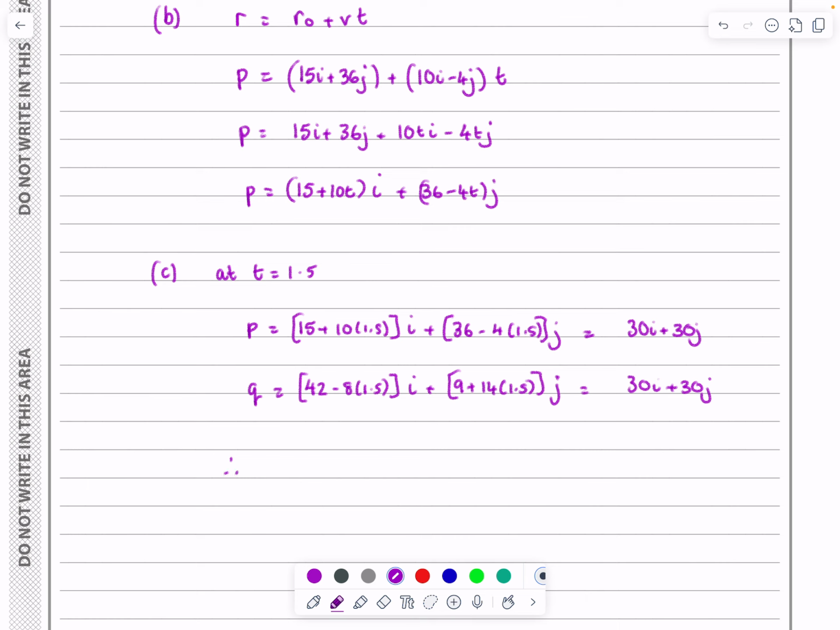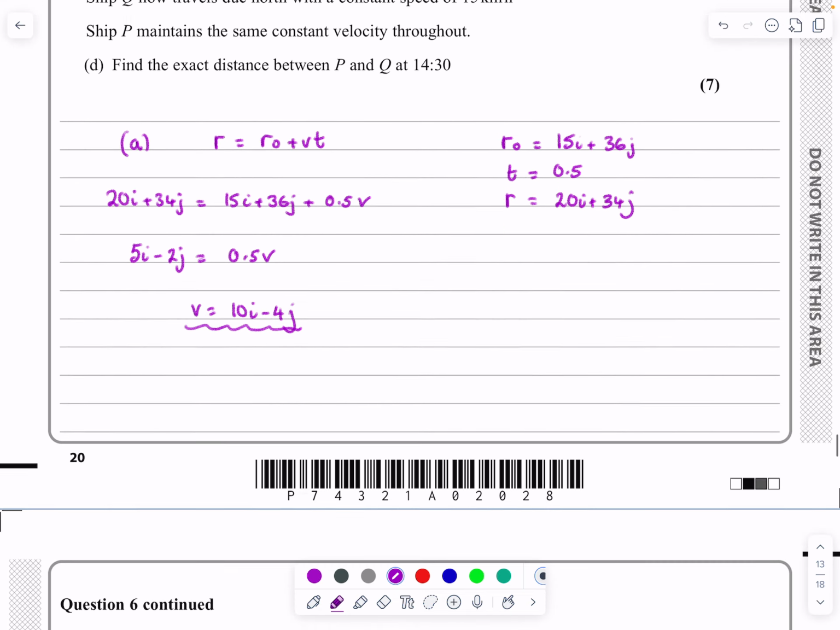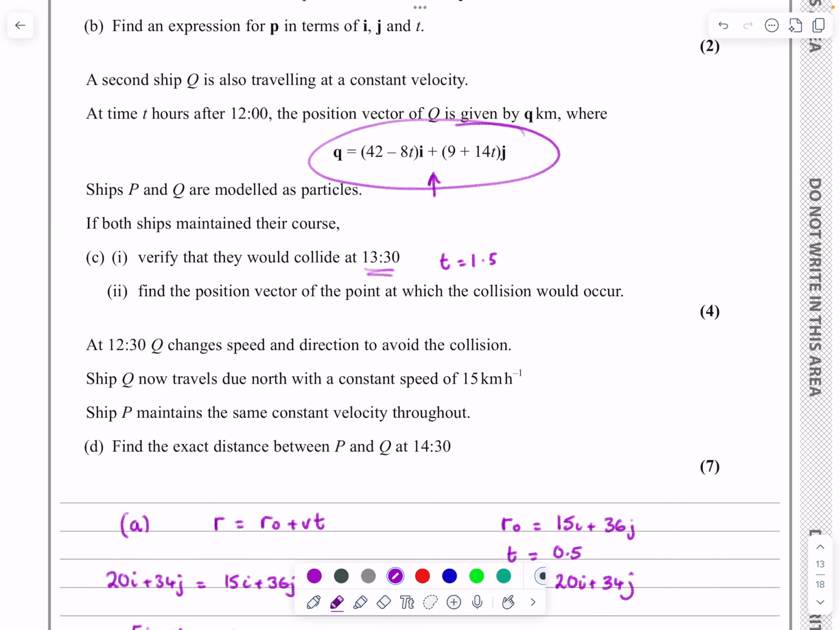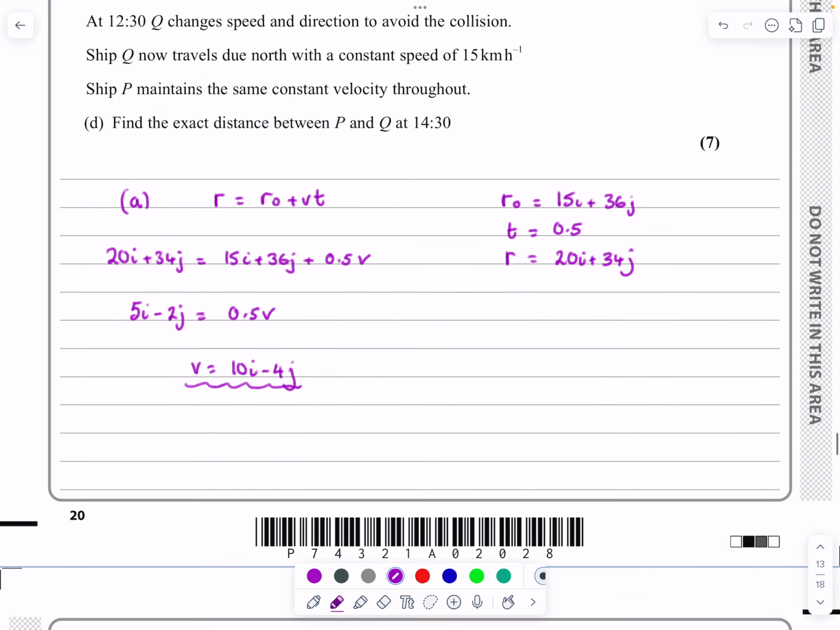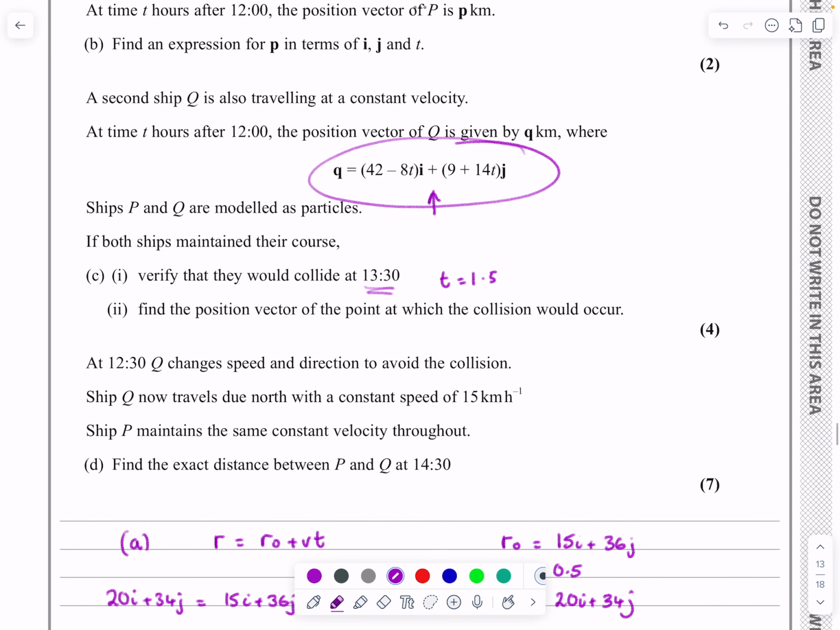So therefore, the two ships collide at 30I plus 30J. Now, the only reason I've said that last part is that I've read this question before already, and it says, what's the position vector at the point where they collide? Yeah, so the position vector is given by 30I plus 30J. That one there. So we've answered part 1 and part 2 there for C.